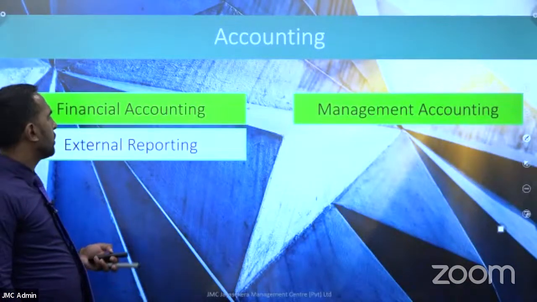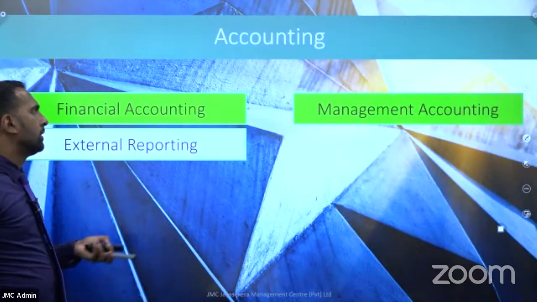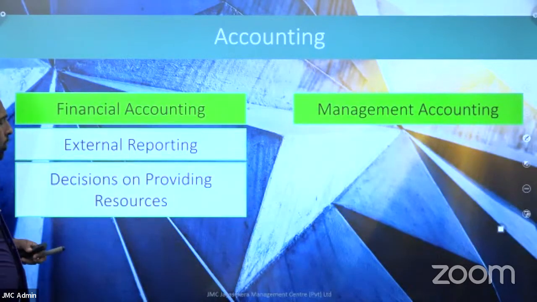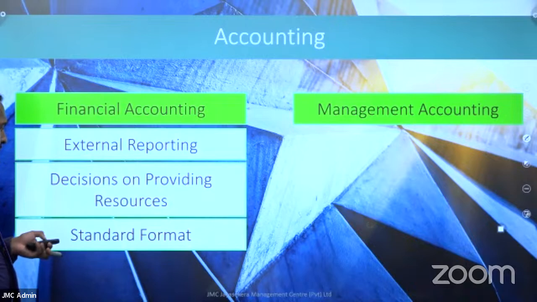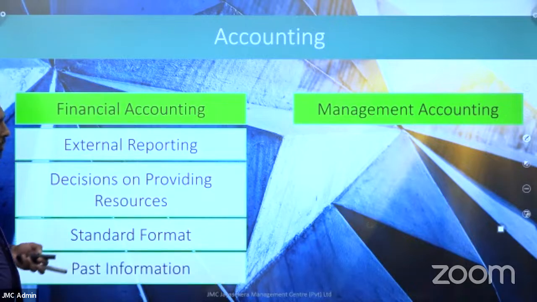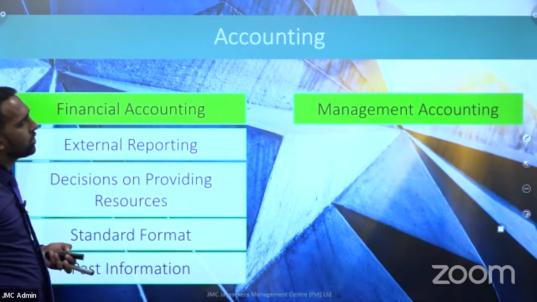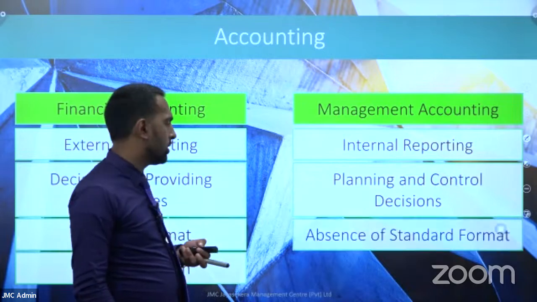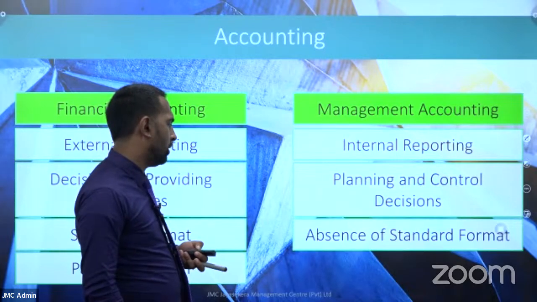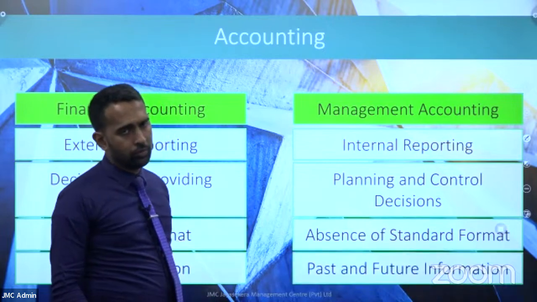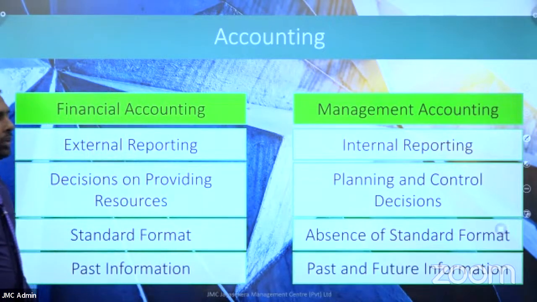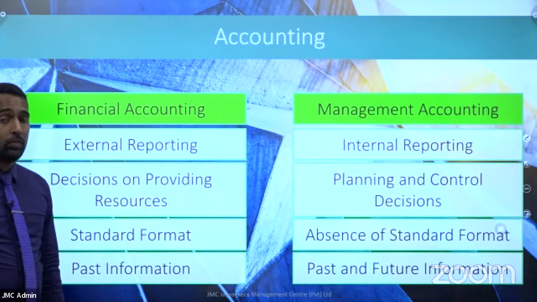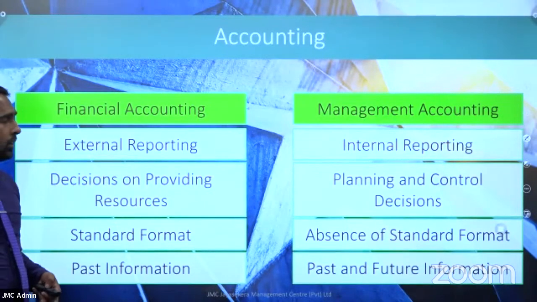Okay. So the two types of accounting, we'll do a small comparison. Financial accounting is focused on external reporting, decisions about providing resources. We are using standard format, mostly only the past information. Management accounting is internal reporting. It's about planning and control decisions, and you don't have a standard format, and you're using past and the future information. This is a basic comparison between management accounting and financial accounting. I hope you have a better idea of what is financial accounting and what is management accounting.